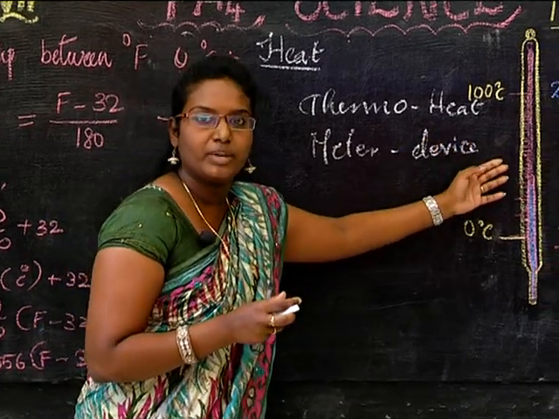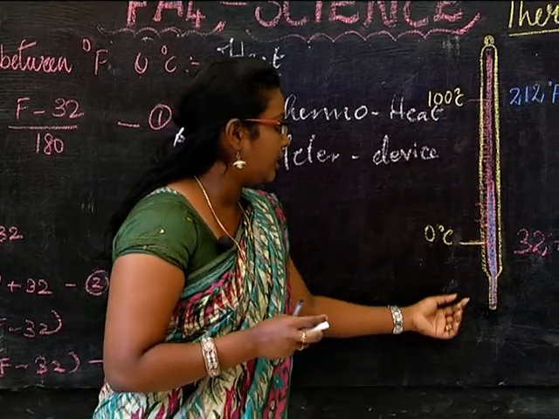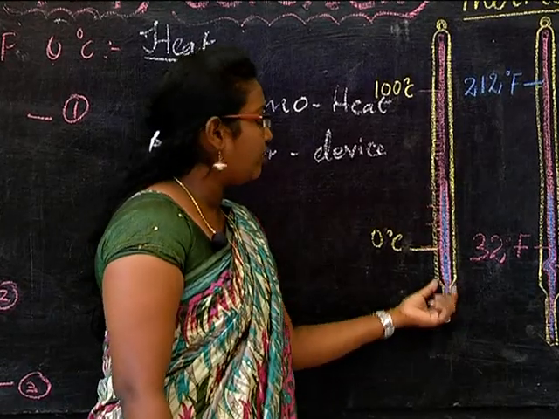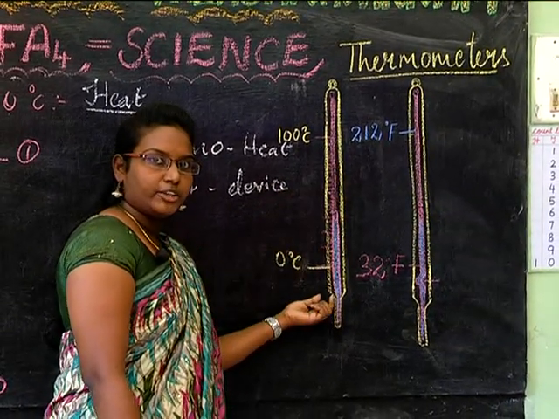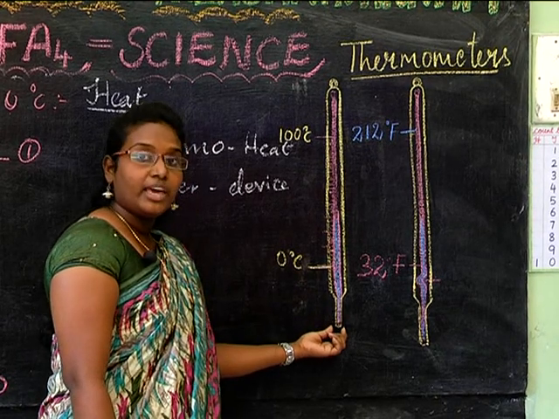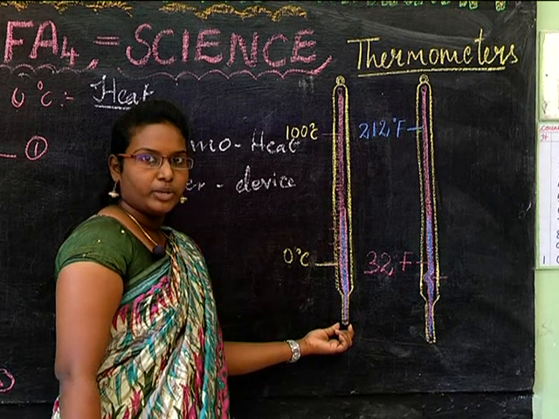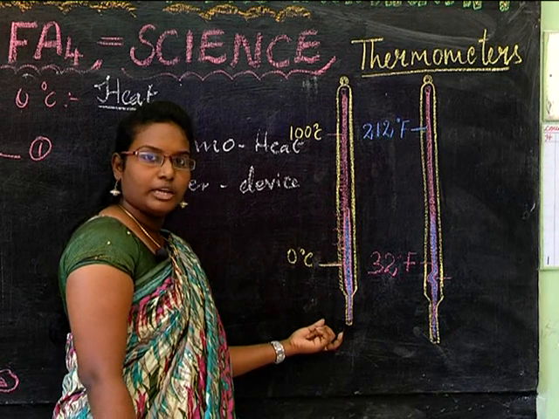We call it a thermometer, and this thermometer is made out of glass, which has a small bulb at one end, and we have a capillary tube in between. In the bulb we fill either alcohol or mercury. We use alcohol and mercury as the liquid filled in the thermometer.